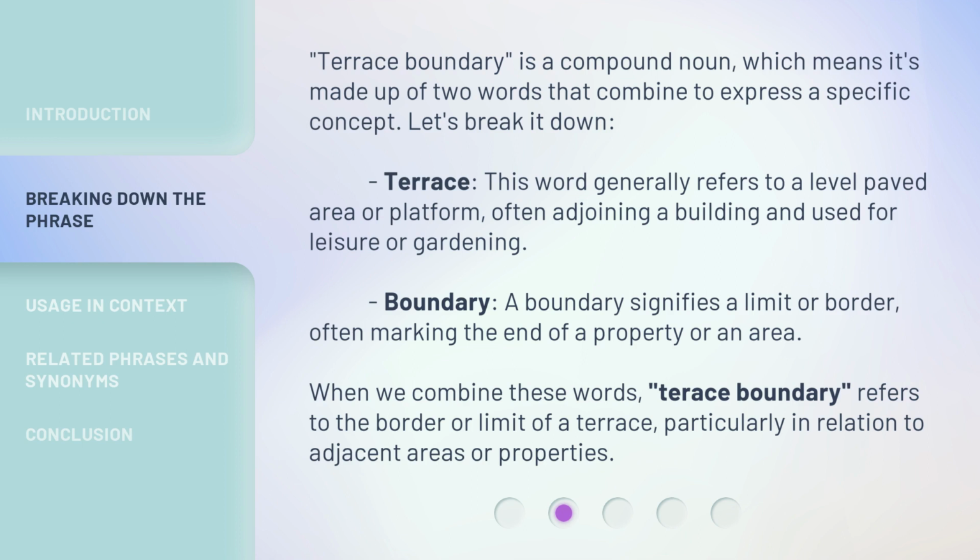Terrace boundary is a compound noun, which means it's made up of two words that combine to express a specific concept. Let's break it down. Terrace. This word generally refers to a level paved area or platform, often adjoining a building and used for leisure or gardening. Boundary. A boundary signifies a limit or border, often marking the end of a property or an area. When we combine these words, terrace boundary refers to the border or limit of a terrace, particularly in relation to adjacent areas or properties.